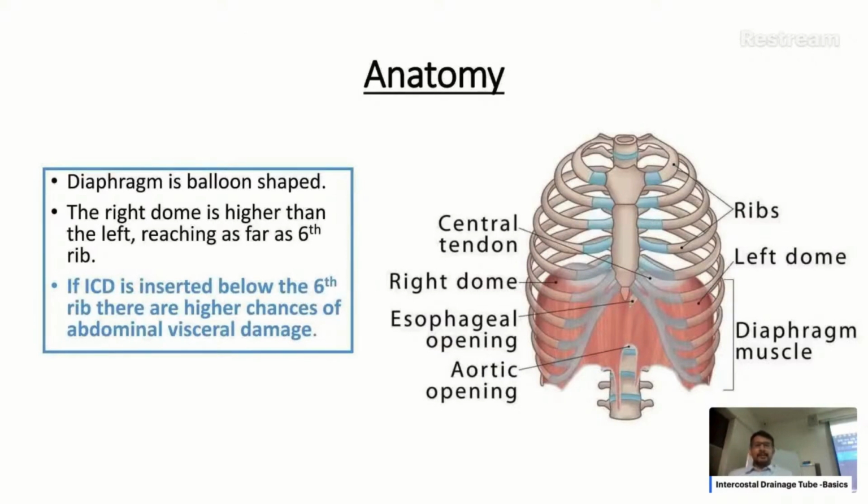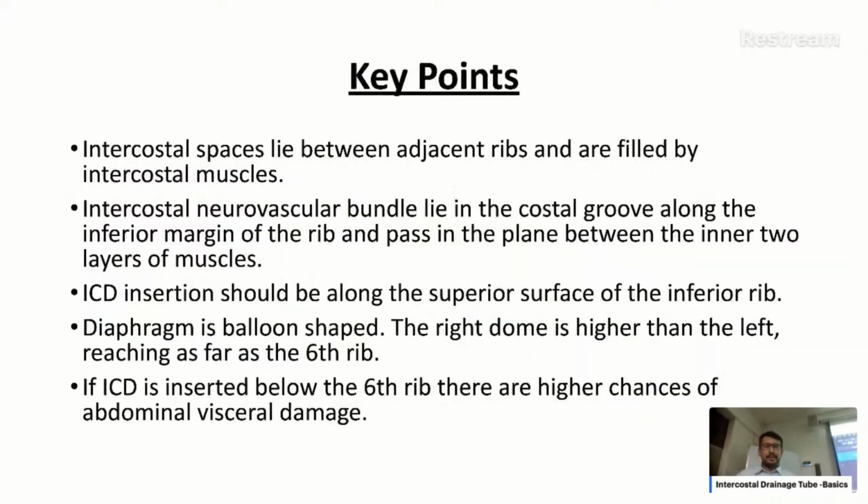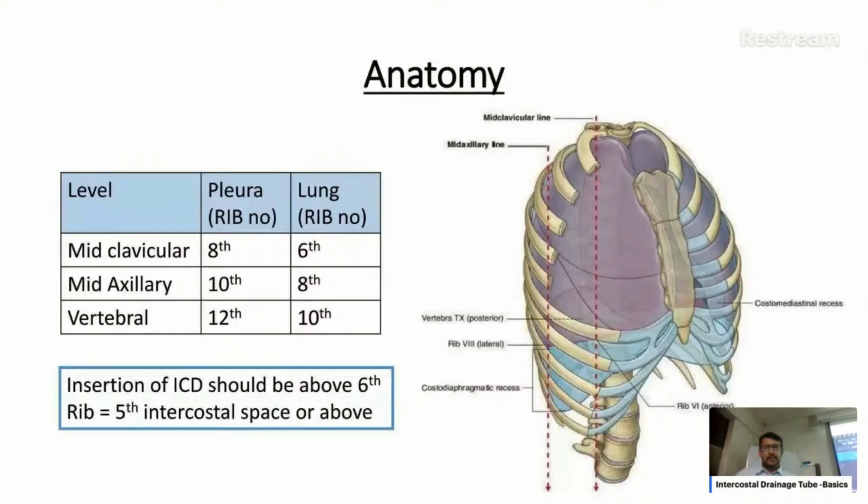Also, we should keep in mind the diaphragm. The diaphragm is balloon shaped, and the right dome of the diaphragm is much higher than the left dome because of the liver. So while inserting the ICD on the right side, we should keep in mind that we don't pierce the diaphragm. So ICD should be inserted always and always above the sixth rib. These are the key points which I just told you.